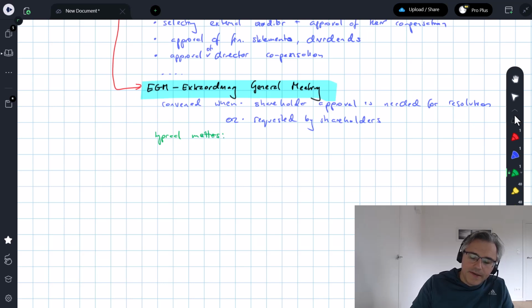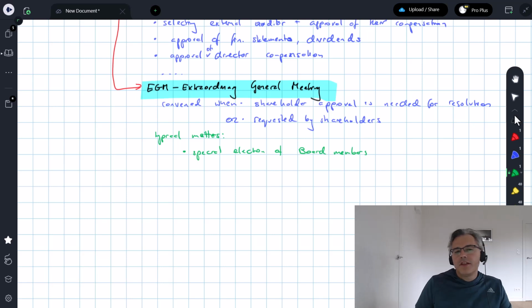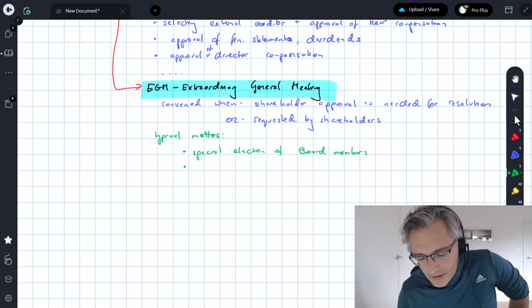Now, the typical matters which we will see being the subject of discussion in an extraordinary meeting are a special election of board members, especially when it's being proposed by shareholders. So if they are dissatisfied with the existing board whose composition was approved at the AGM, they may want to replace them and hold a vote at an extraordinary meeting without waiting until the full year is over and the next AGM happens.